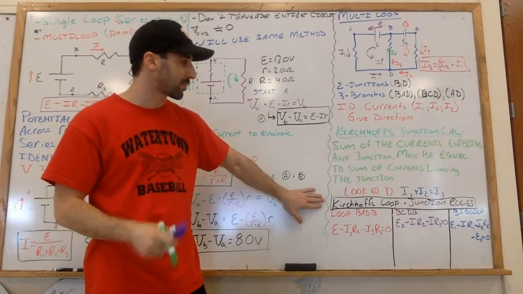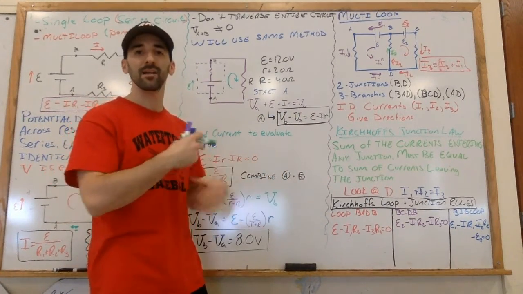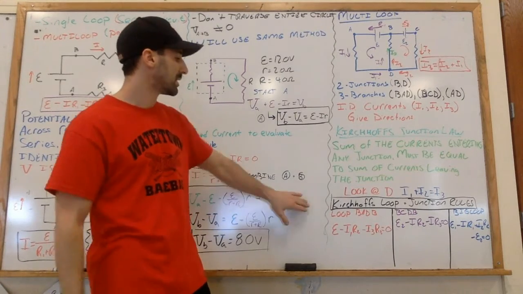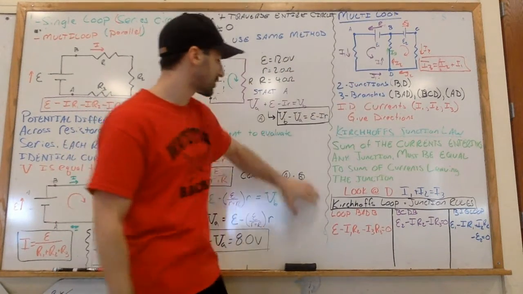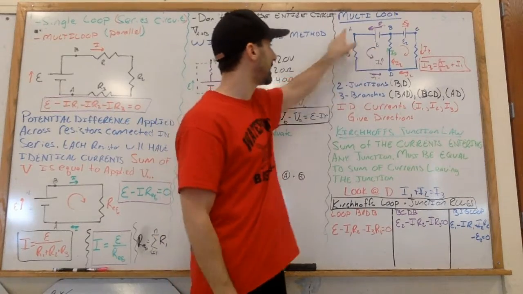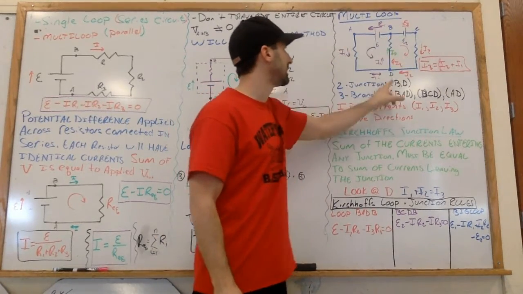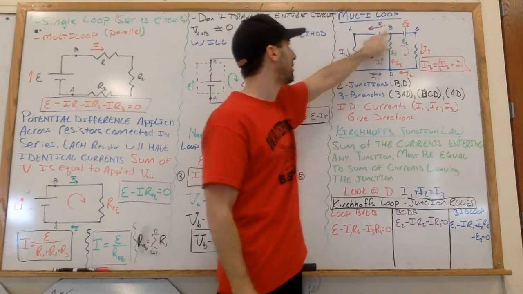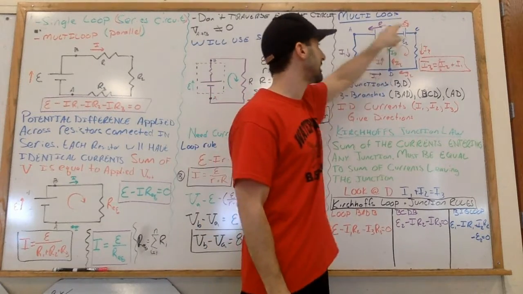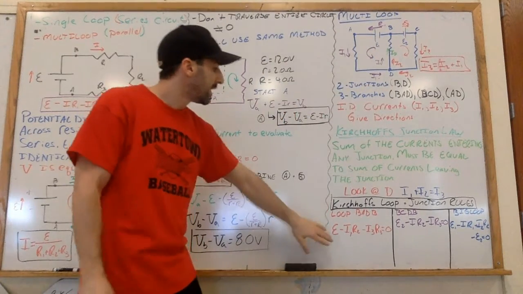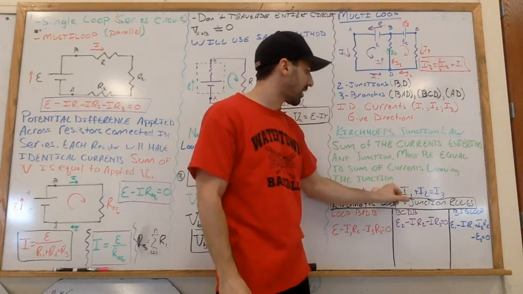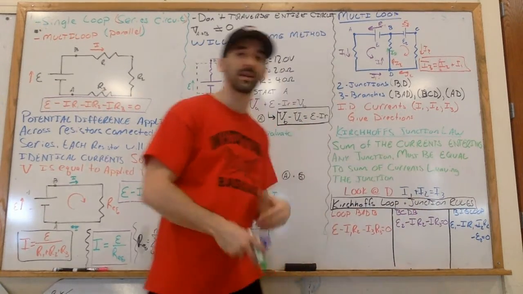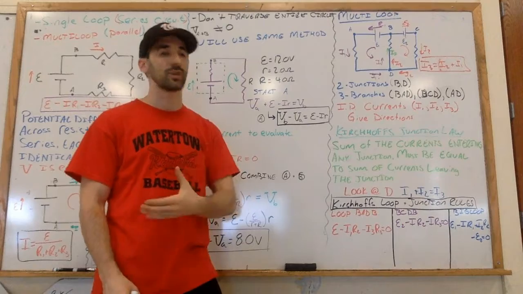Now, Kirchhoff's loop rule and junction rule are how we solve any multi-loop combination. I have three loops. I have loop BADB, BCDB, and then a big loop, BADCB, the large loop. To figure out current 1, current 2, and current 3, I'd apply the loop and the junction rule.